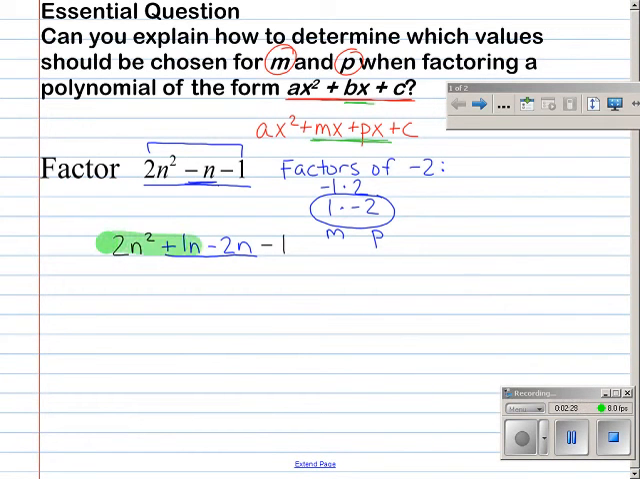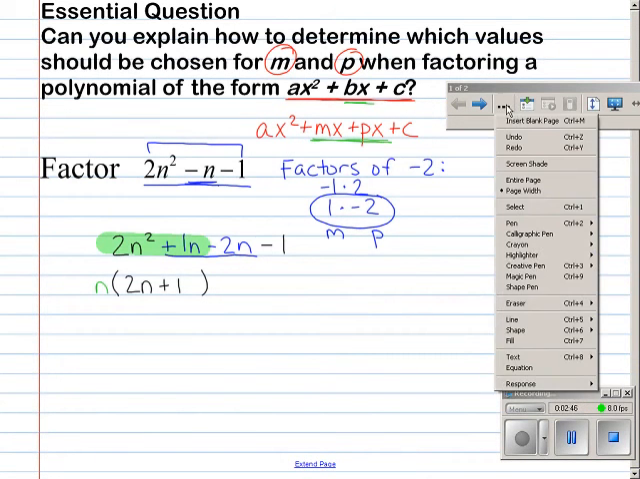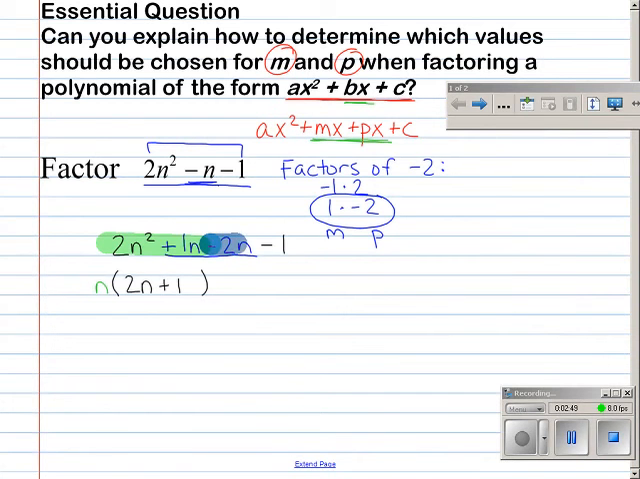So let's start with the first 2 terms. The first 2 terms have a greatest common factor of n. So if I divide those first 2 terms by n, I'm left with 2n plus 1. The second 2 terms would have a greatest common factor of -1, because they're both negative. Then if we divide -2n by -1, we would be left with a positive 2n. If we divide -1 by -1, that would be a positive 1.